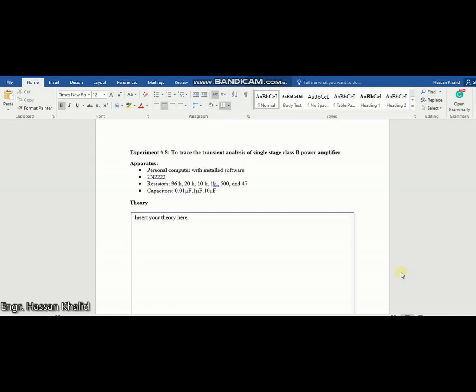Alright class, welcome to another lab tutorial of electronic circuit and design. Today in this lab we are going to trace the transient analysis responses for the single stage class B amplifier. For this purpose you can fetch the conventional parameters like the 2N2222 version of the NPN transistor, a personal computer with LTspice installed, and a few resistors that are required.